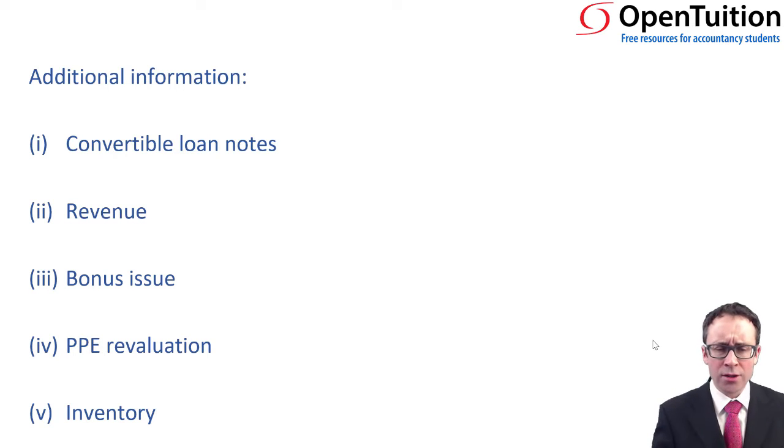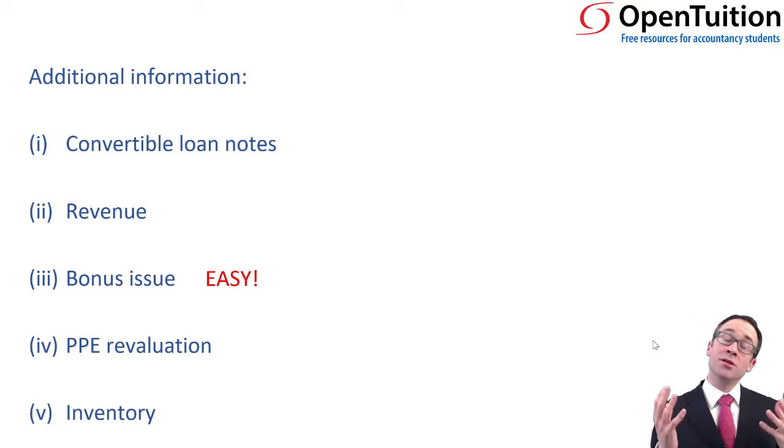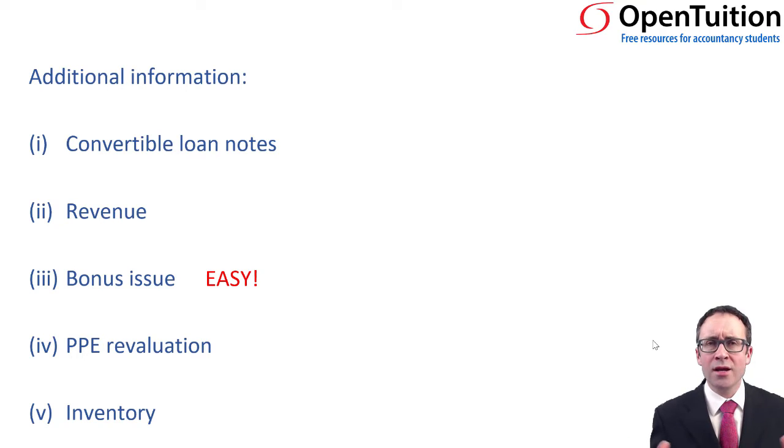So part 1 and part 2, convertibles and revenue, they are new to financial reporting, so haven't been seen in financial accounting, unlike number 3, the bonus issue. There's not a lot of information in there either, so that should be pretty easy. Okay, a really strong financial accounting student will be able to do that part of the question dead easily.